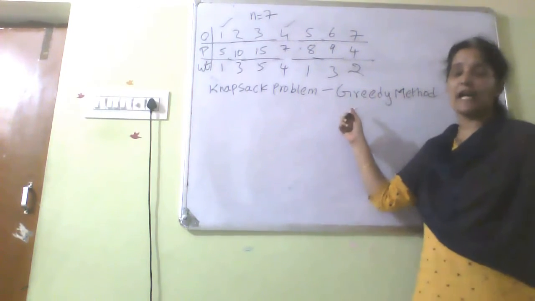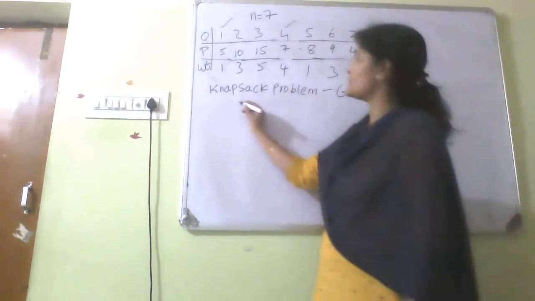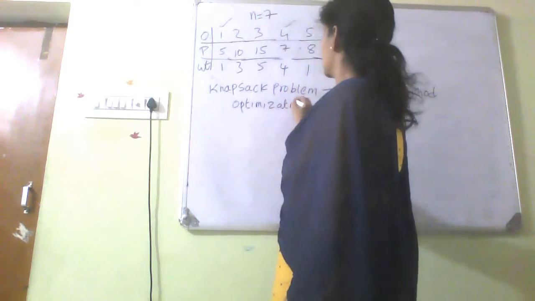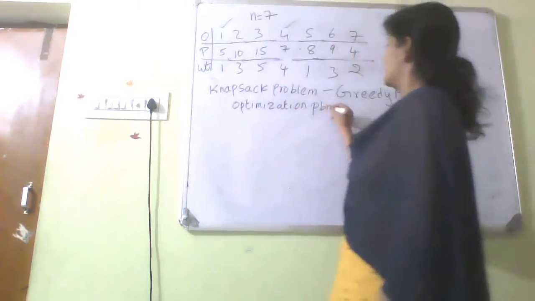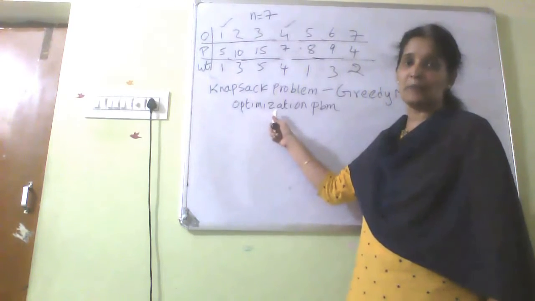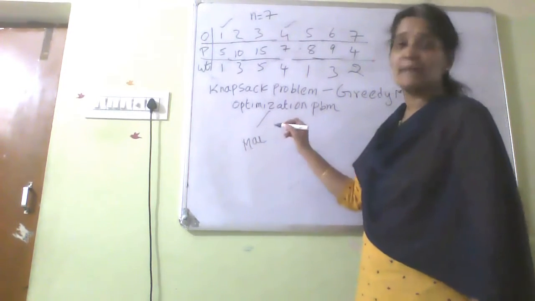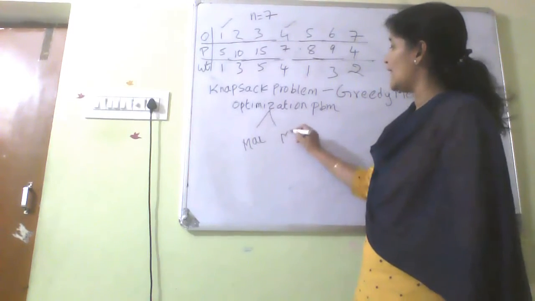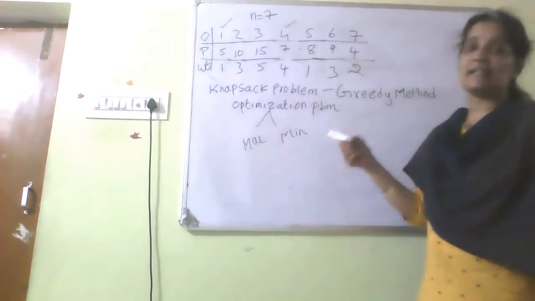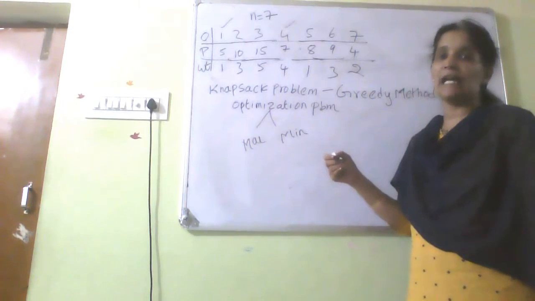As in the last lecture we have seen, the greedy method can be applied for solving optimization problems. The meaning of optimization is either it is a maximization problem or you want to find the minimum value. Now we will see an example of the knapsack problem, then we will go with the algorithm.